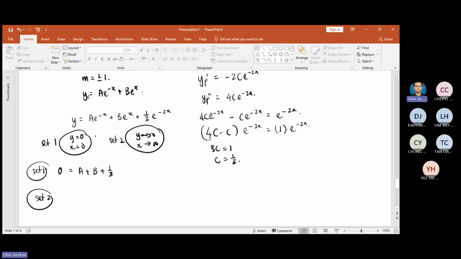Set 2. When we see approaching, we can just plug in the values. I mean, I use the word illegally: plug in. It's 0. We get a e^(negative infinity) plus b e^(infinity) plus 1 over 3 e^(minus infinity). The 2 multiplied into the infinity becomes infinity. We don't care about the 2, it's too small already. Small potato, not important, so gone.